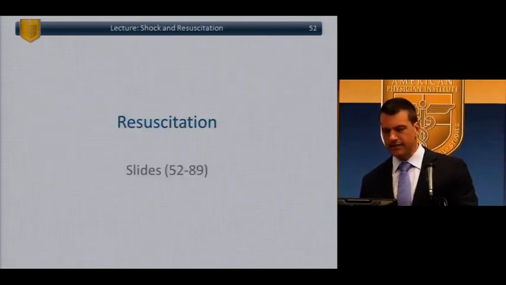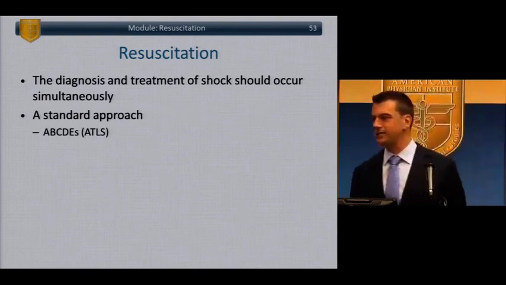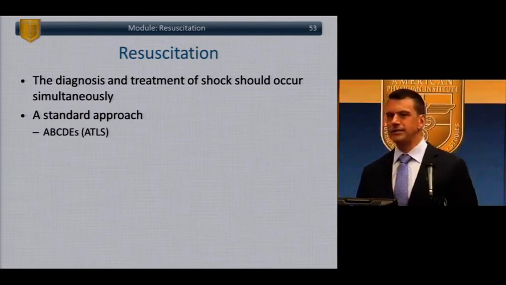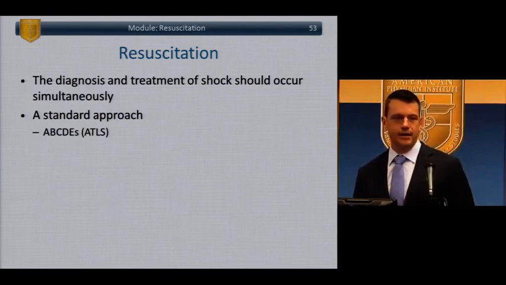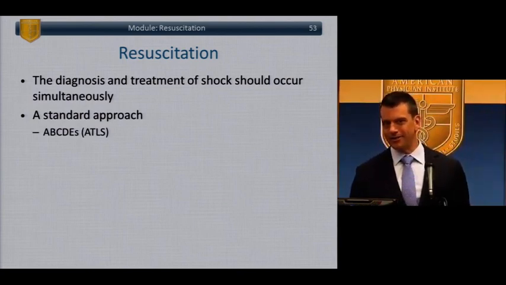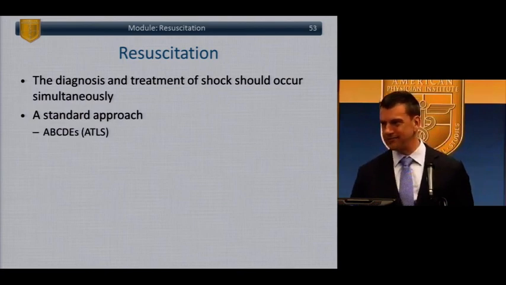So now getting on to resuscitation. Again, diagnosis and treatment should be simultaneous. The best example of this is you have the patient come in, you hear no breath sounds on the left, their trachea is deviated and they're hypotensive. You can get a chest x-ray, which is diagnostic of your tension pneumothorax, or you can just put in a chest tube and both diagnose it when you get the whoosh of air and treat it at the same time.